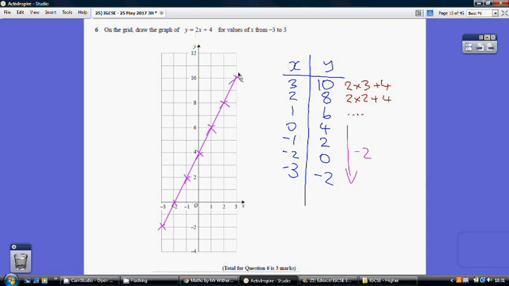But what you must do is make sure when you get out your ruler and you draw in your straight line, you've covered the x values all the way from -3 to +3. So the line must cover the whole of the graph paper, but you don't need to have worked out each of these coordinates.